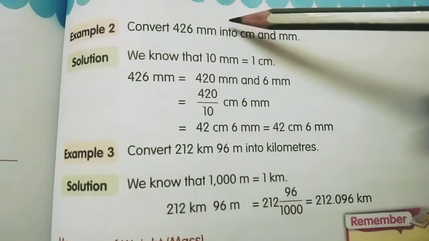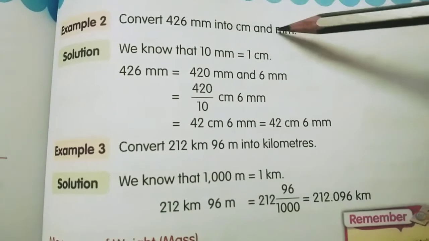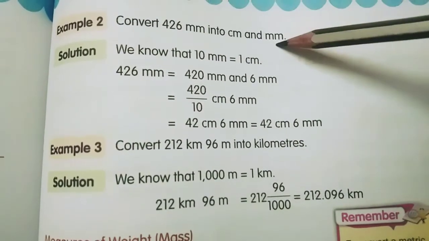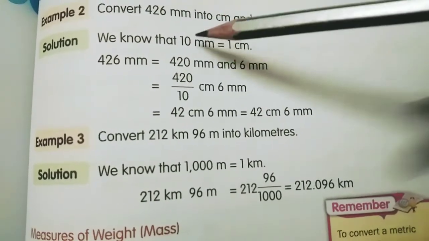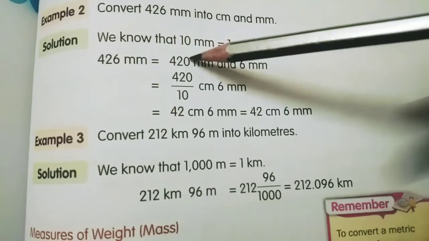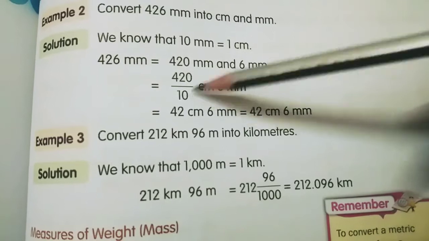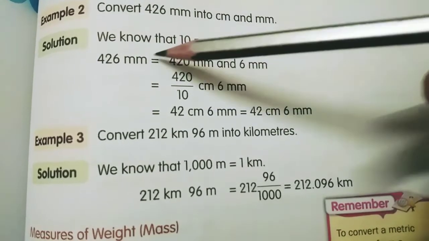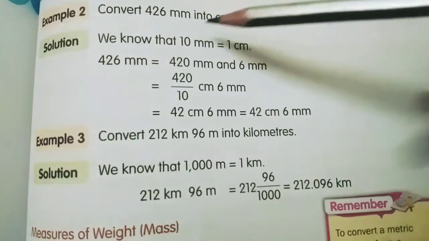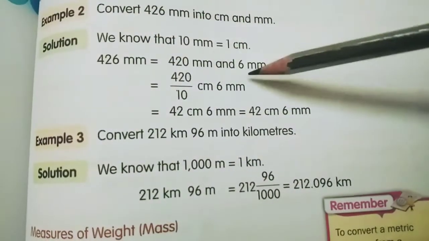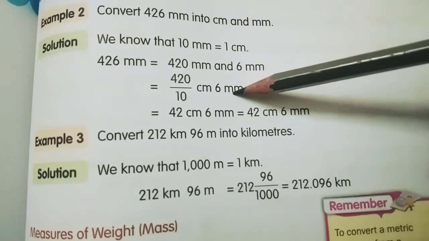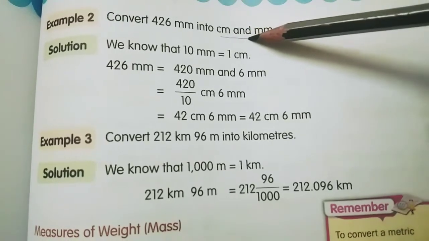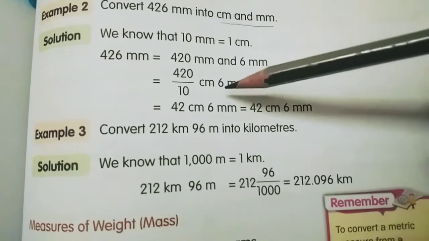So the next example, see. 426 mm, that is millimeter to centimeter and millimeter. That means in both the units you have to convert. So it's smaller to bigger. So what is the relation? 1 centimeter equal to 10 millimeter. So you will divide this by 10. 420 by 10. Okay. And this 426 was there, so you'll break it 420 plus 6. So 420 by 10, that is in centimeter, and 6 is in millimeter, because here the question is you have to keep this in both centimeter and millimeter. So that's why you have done like this. So these are some examples given.